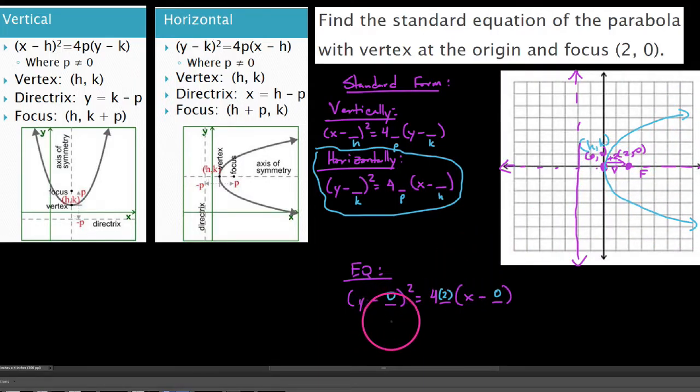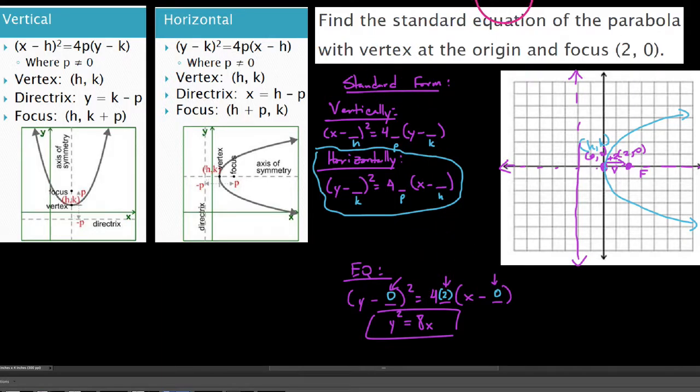But its equation, when we look at this, something like this that has its vertex at 0, 0, we're going to see instantly that we really just end up with something like a y squared. And over here on the right side, we end up with 4 times 2, which is 8. And 8 times x minus 0, this is really 8x. And so this is the standard form equation of our parabola. And all we had to do was come up with the values of h, k, and p.